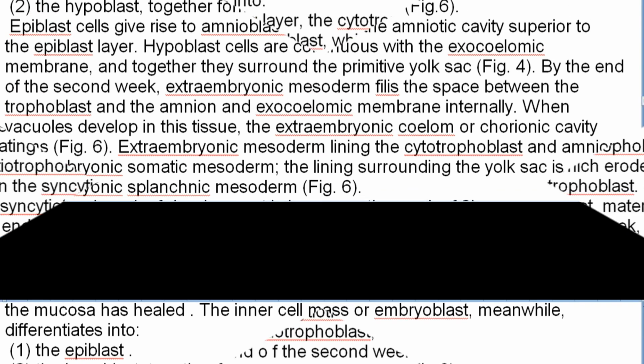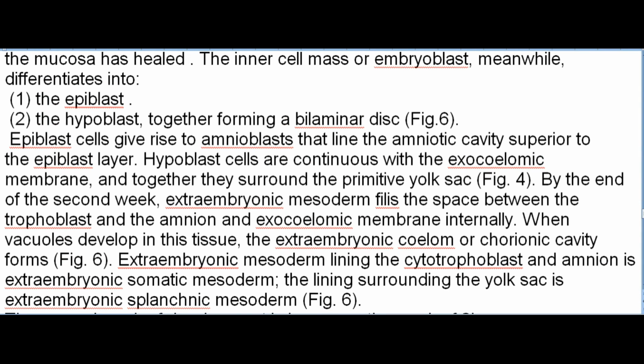The inner cell mass or embryoblast, meanwhile, differentiates into 1. The epiblast, 2. The hypoblast, together forming a bilaminar disc, Fig. 6. Epiblast cells give rise to amnioblasts that line the amniotic cavity superior to the epiblast layer. Hypoblast cells are continuous with the exocoelomic membrane, and together they surround the primitive yolk sac, Fig. 4.